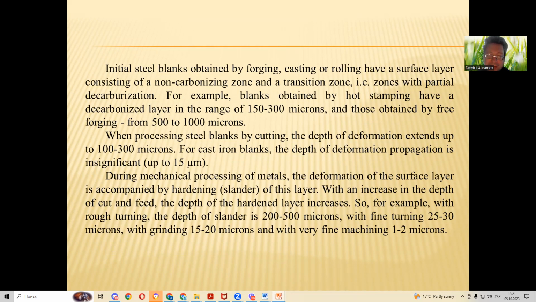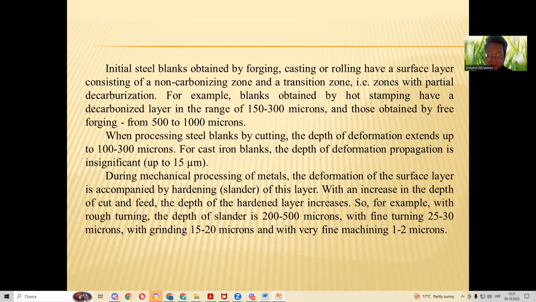When processing steel blanks or workpieces by cutting, the depth of deformation extends up to 100 to 300 microns. For cast iron blanks or workpieces, the depth of deformation propagation is insignificant, up to 15 micrometers.